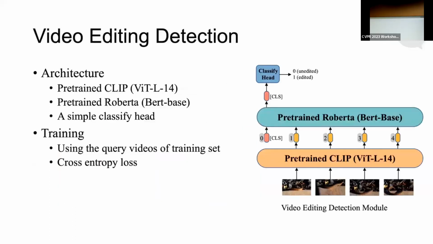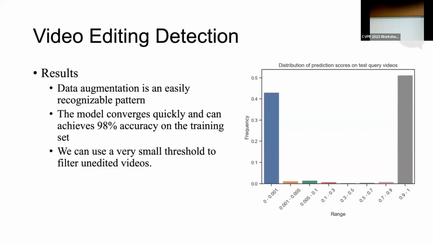As shown in the figure, we adopt CLIP to extract spatial features for each frame and RoBERTa to learn the temporal relations between frames. Finally, we use the class token to perform a binary classification task. We train the module on the query videos of training set and use cross-entropy loss. In this slide, we present the performance of this module.